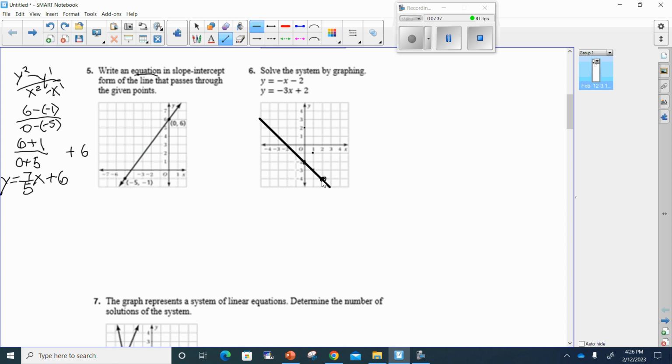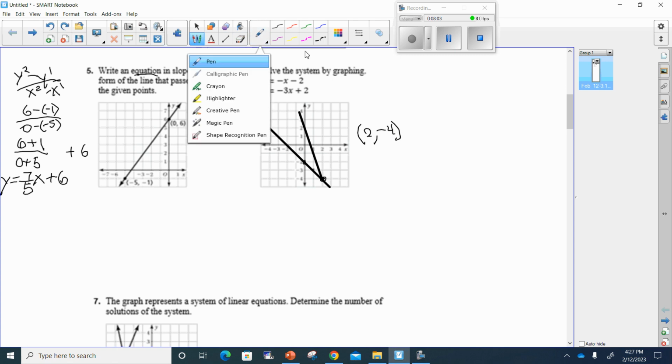So let's see, this is going to be from here going up like that. And now I can see that this is going to be 2 and negative 4. 2 and negative 4 should be my answer. But let's go ahead and solve this using substitution just to be sure.